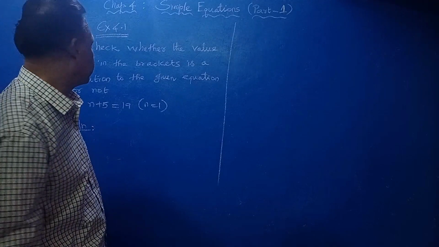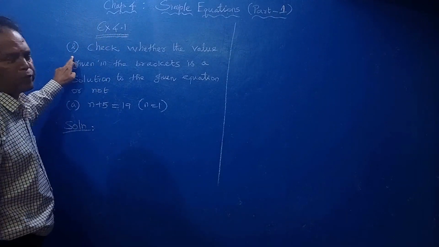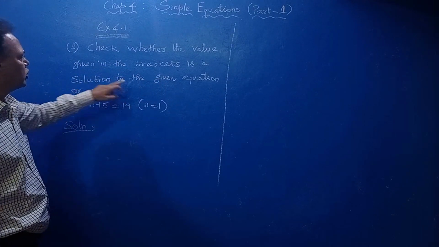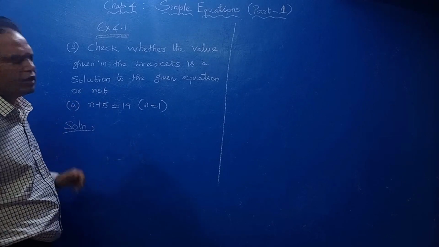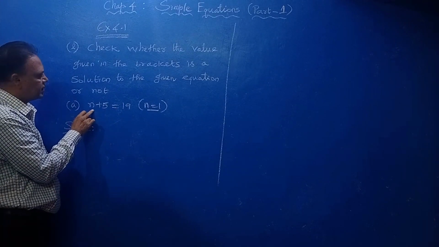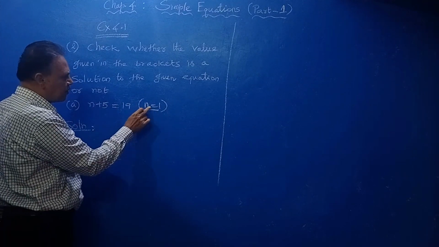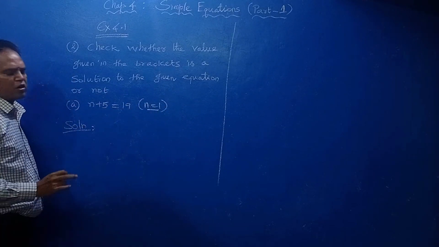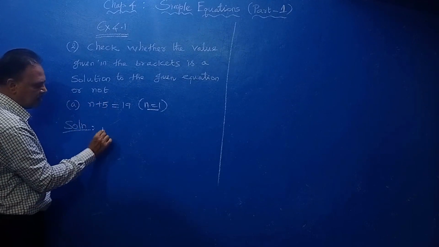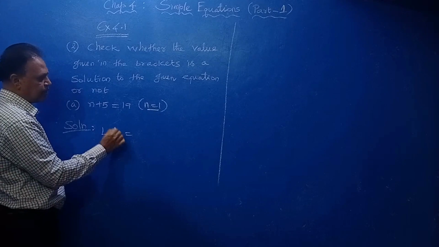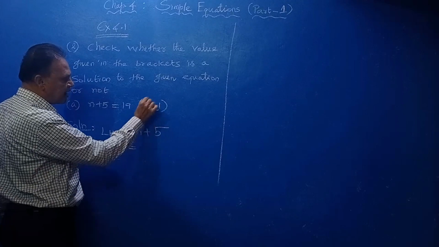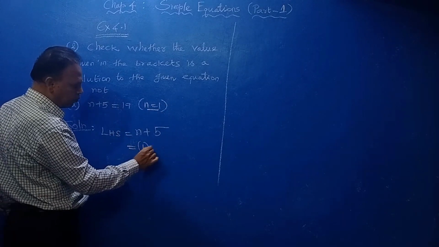Now we will see the exercise problem. Exercise 4.1, second problem. Check whether the value given in the brackets is a solution to the given equation or not. So here the value is given in the bracket for the corresponding variable. Whether this value is a solution of this equation or not, you have to check. For that, take the left hand side, LHS. The left hand side is n plus 5, as it is. Put n equal to 1, always in brackets.